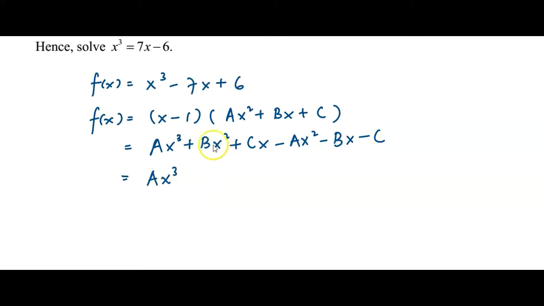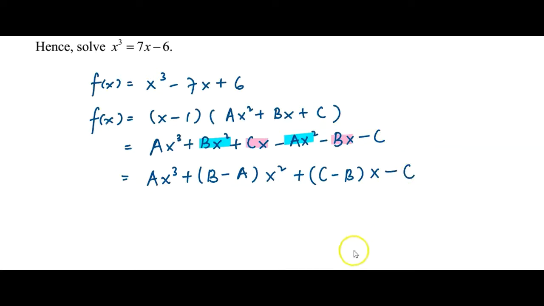After that, I will collect the x squared terms together, factoring out the x squared. I got b minus a multiplied by x squared. The third term is collecting the cx and the negative bx together. So I got c minus b, factoring out the x, in the bracket you got c minus b. Lastly, I got my constant, that is negative c.